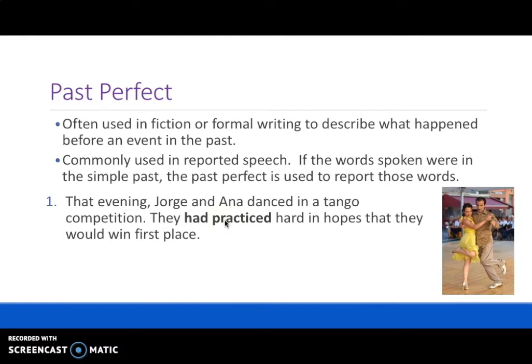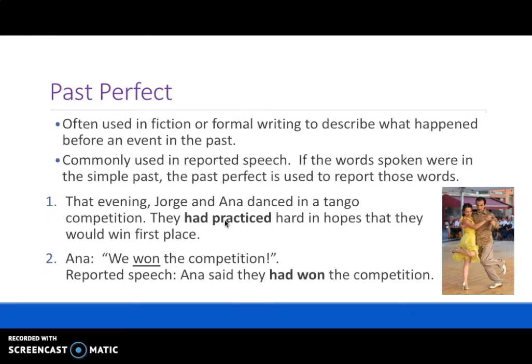The past perfect is commonly used in reported speech. If the words spoken were in the simple past, the past perfect is used to report those words. Here's an example. Anna, we won the competition. Those are the exact words that Anna said, and she used the simple past tense, won. The reported speech would be, Anna said they had won the competition. So if someone else wants to report what Anna said, they would use the past perfect instead of the simple past for the main verb here.